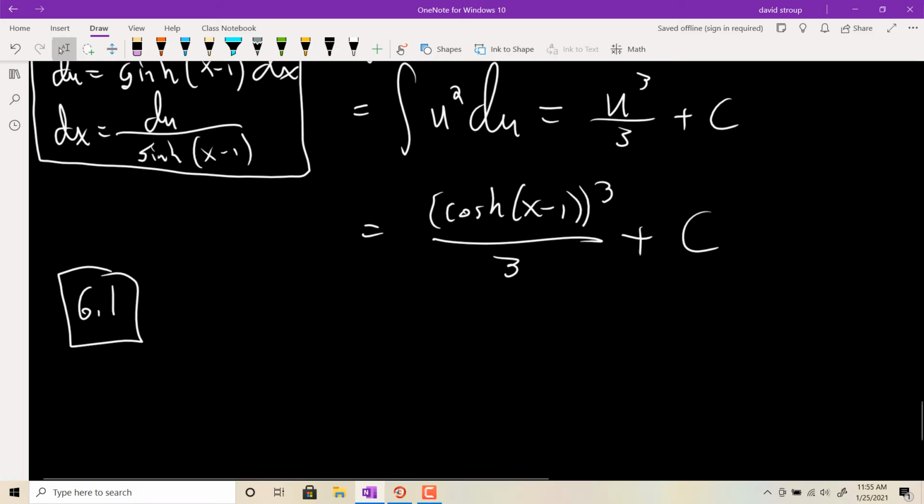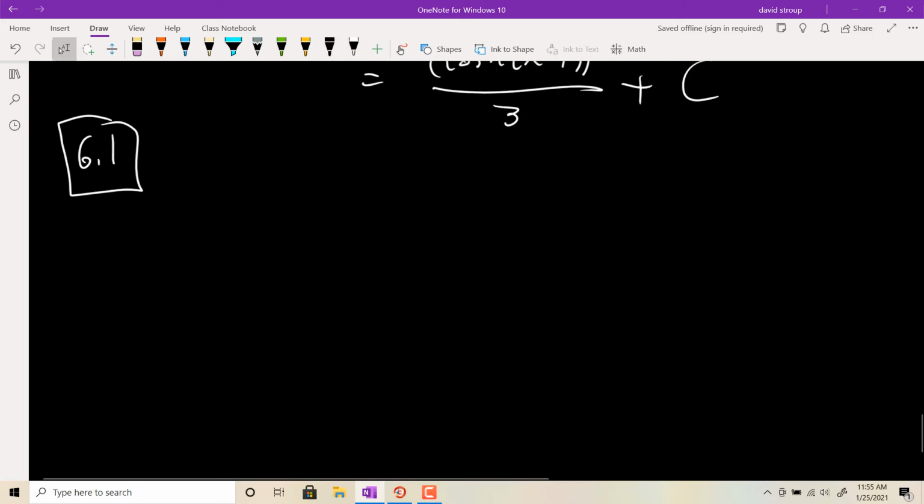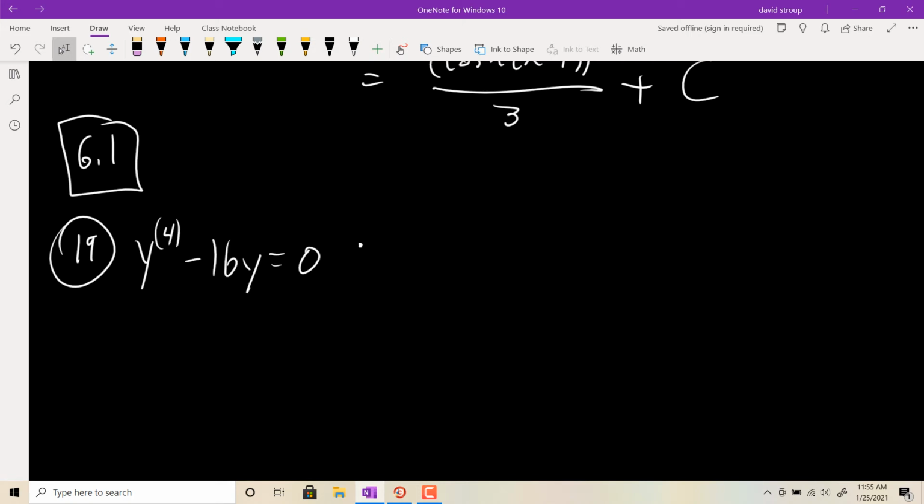We began with just checking our solutions, so there'll be a problem like that. They give you a differential equation, this guy, and then a potential solution. You've got to figure out if it works or not. So we're going to need the fourth derivative here.